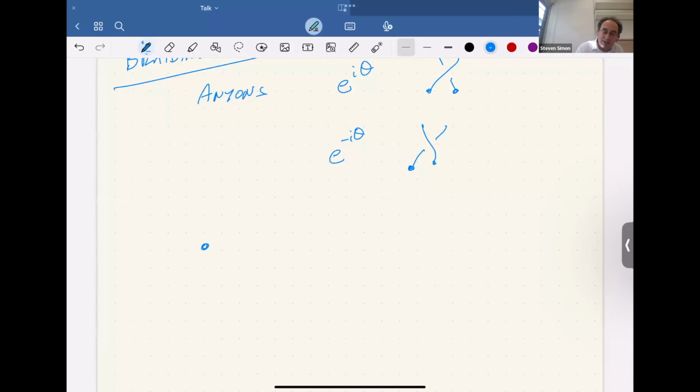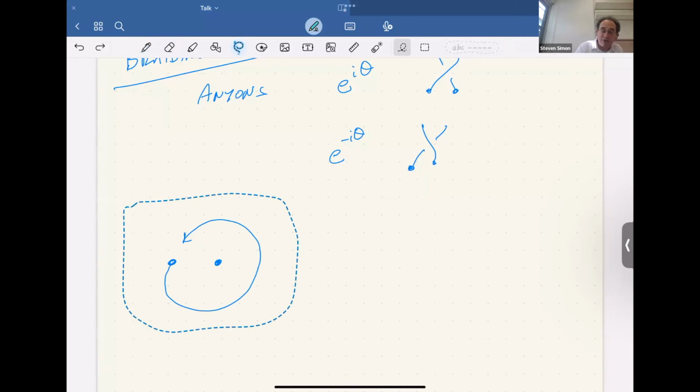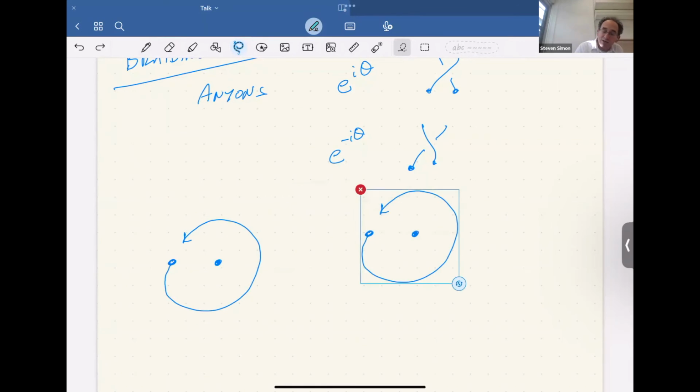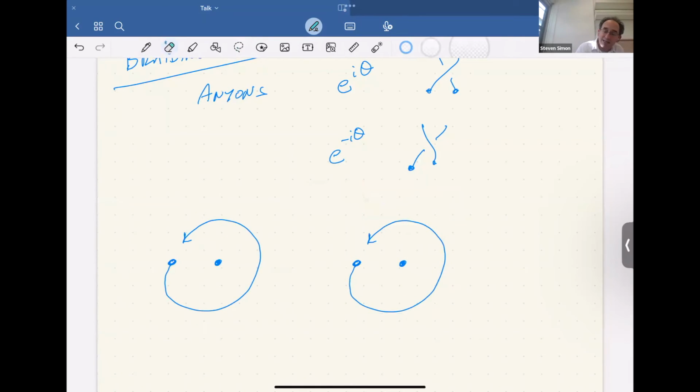But the experiment we'd like to do is this. Here I'm looking down on my two-dimensional system. I take a particle around in a loop surrounding another particle, and I measure the phase of doing that. I compare it to exactly the same experiment, except instead of having the other particle inside the loop, I put the other particle outside the loop.